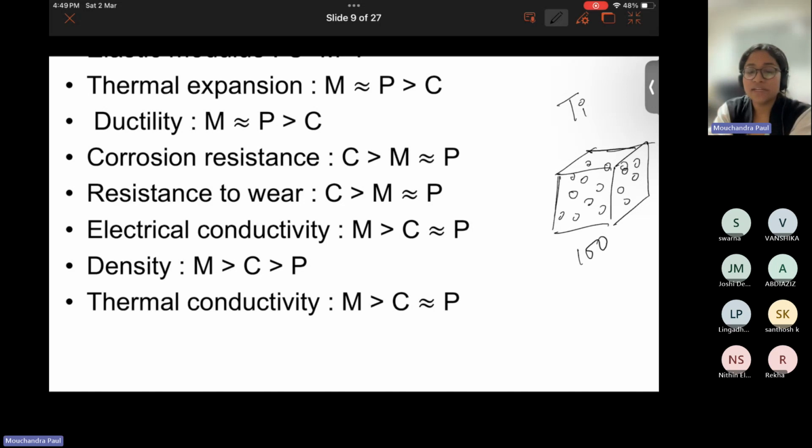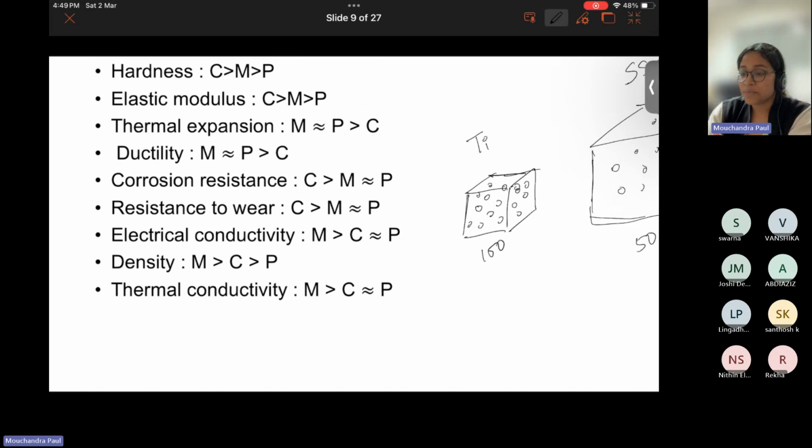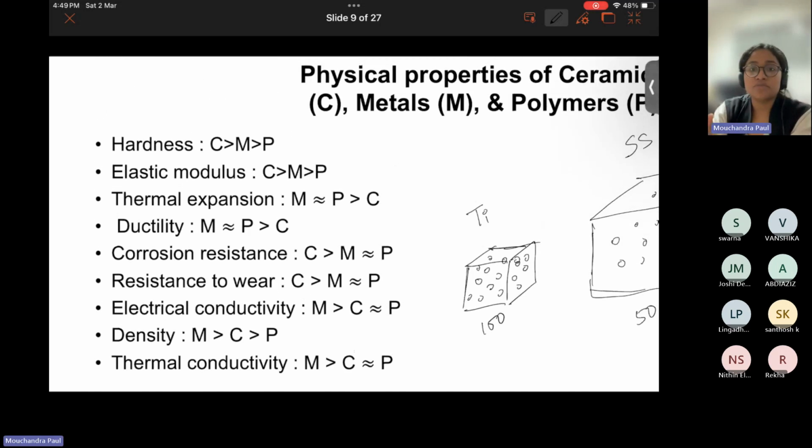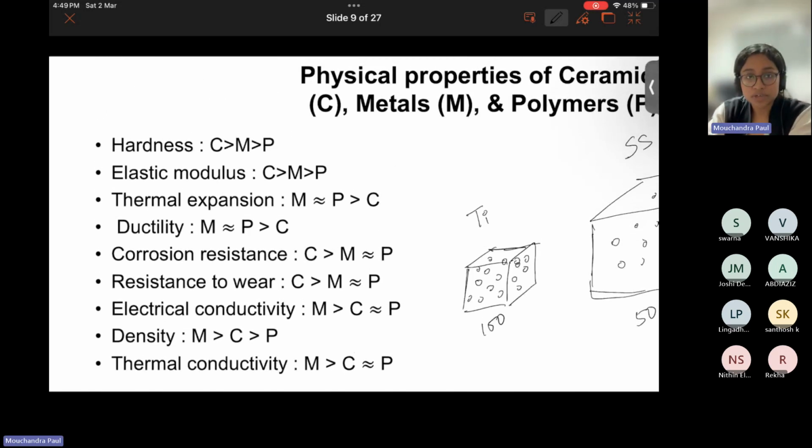Then thermal conductivity, again, is the ability to pass heat through a material. If you compare all these properties of metals, ceramics, and polymers, you will be able to imagine what a metal can do, what a ceramic can do, and how a polymer is different. You will be able to distinguish these three very clearly.